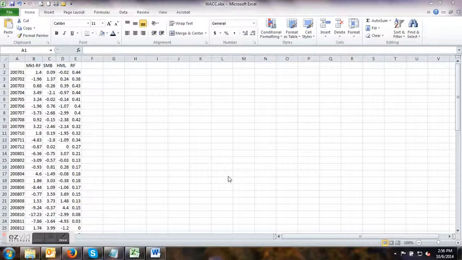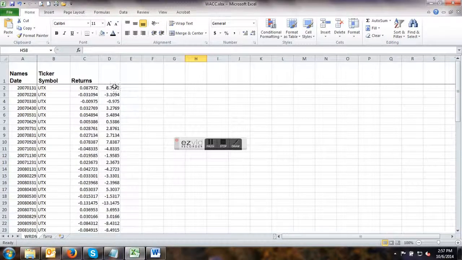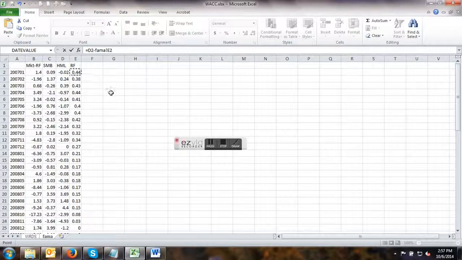So our first step, now that we've got our data constructed, is to apply the Fama and French three-factor model. What we're going to do here is pretty straightforward. First, it's going to be the return of the stock, and this is the percentage you multiply by 100. What we're going to do is subtract from the Fama page the risk-free rate.